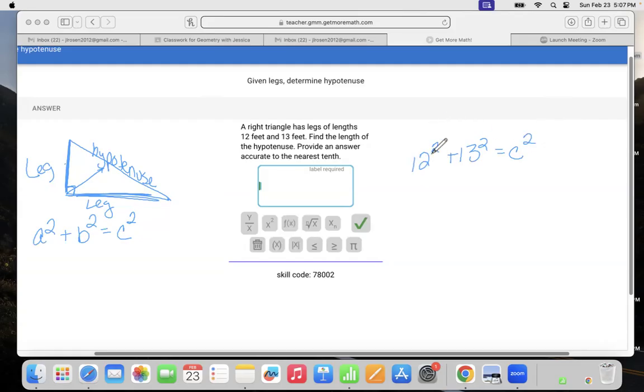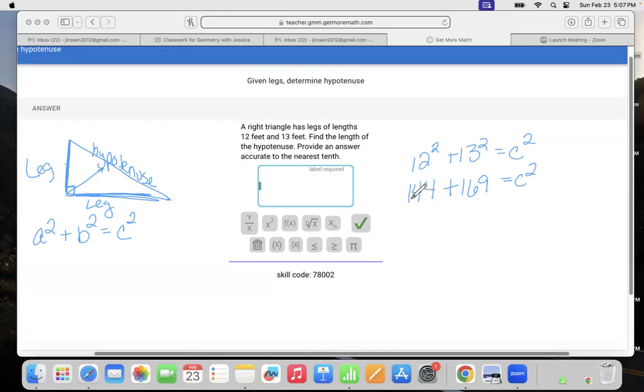So we have 12 squared. Remember, that means 12 times 12 is 144. And then we have 13 squared, which is 13 times 13, which is 169, is going to equal c squared. Okay. But unlike what we had in the last section, we don't know what c squared is, and that's what we're going to have to solve for.